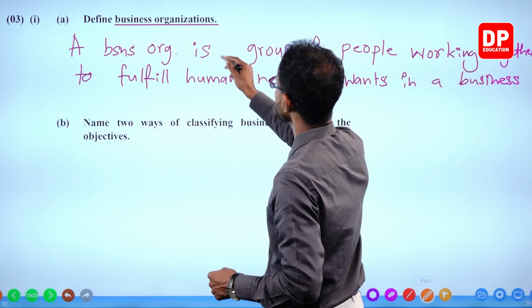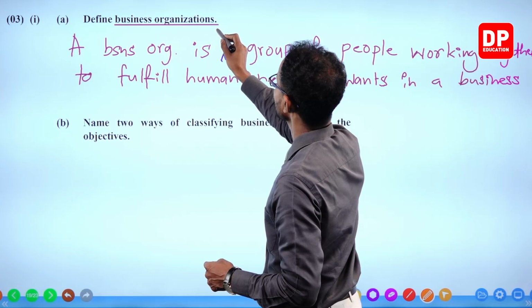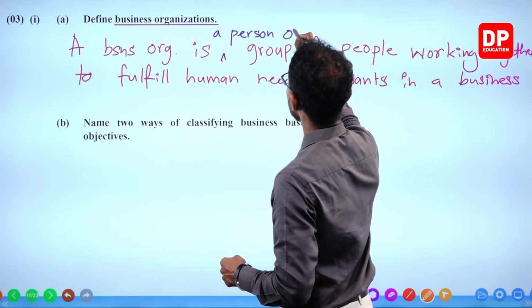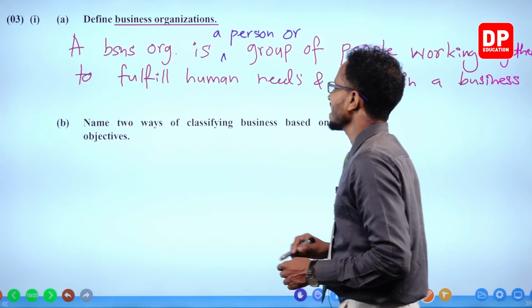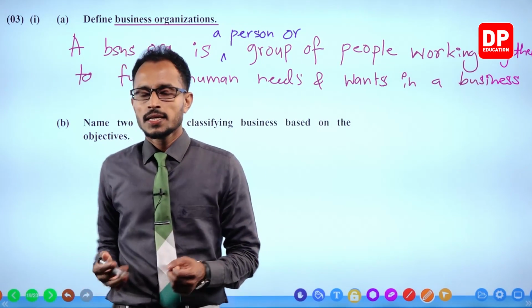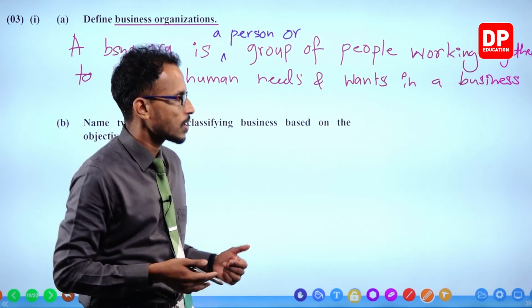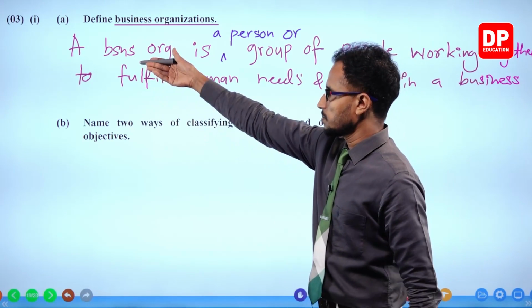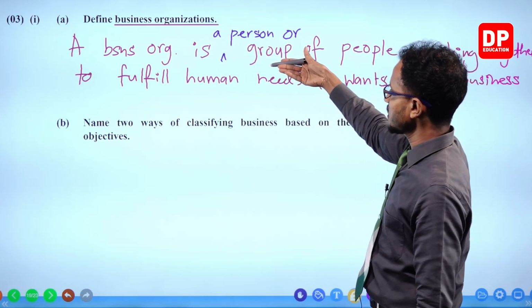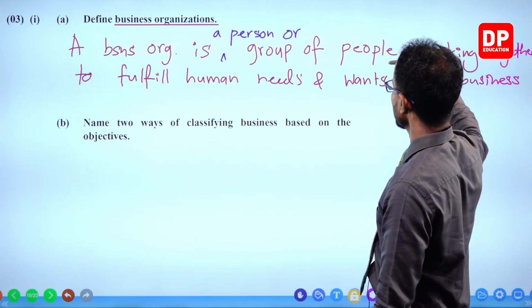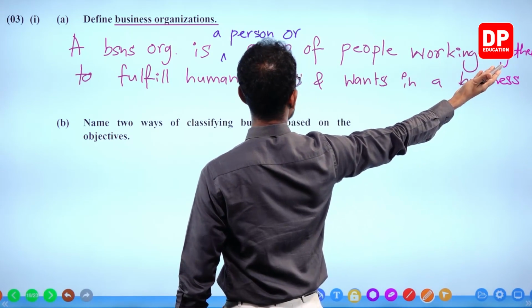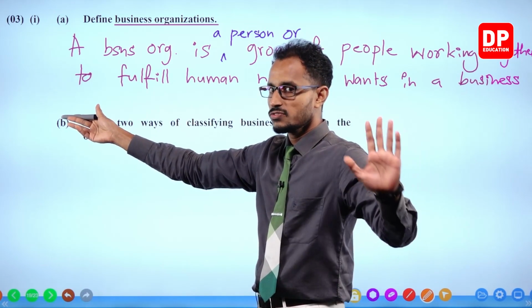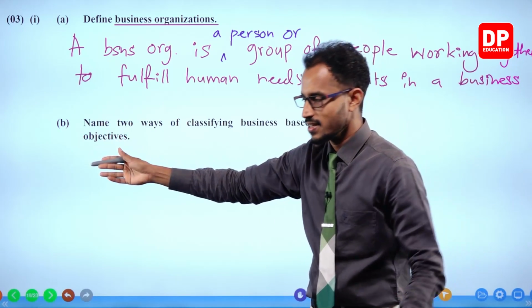Now you can say it like this: a person or a group of people. Now it's complete, right? Next, a business organization is a person or a group of people working together to fulfill human needs and wants in a business. That is a full explanatory, in-detail definition.